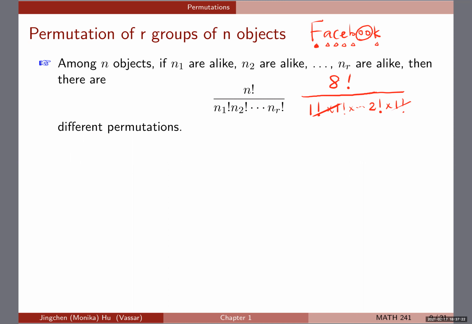But really this result is more general. Like I said, we're talking about n objects and r different groups, and we're thinking about the permutation of them.